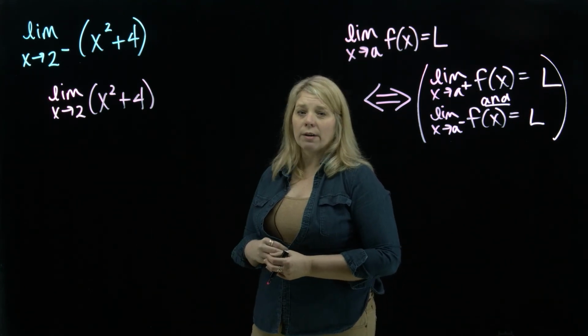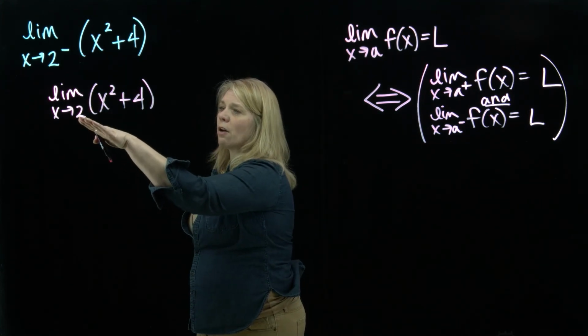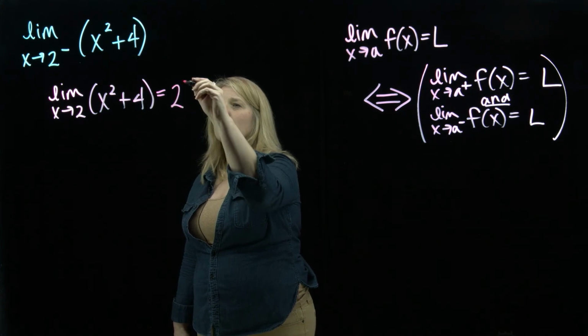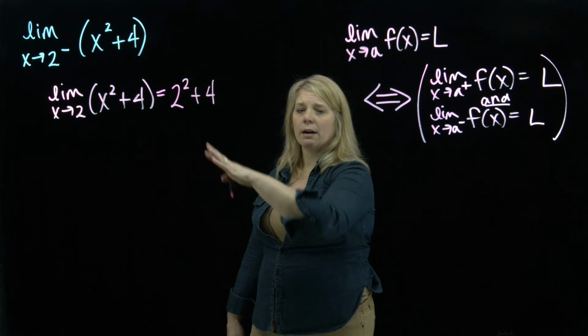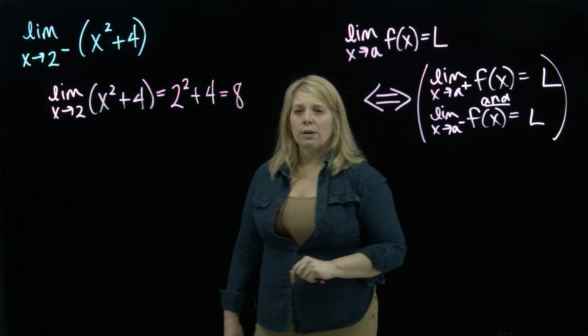So there's nothing weird going on in this function around x equals 2. So when x is close to 2, it's really doing the same thing that it's doing when x is actually at 2. So we can use a substitution shortcut theorem and just substitute that 2 in there, simplify this, and we get 8. Right? So that's a substitution shortcut theorem.